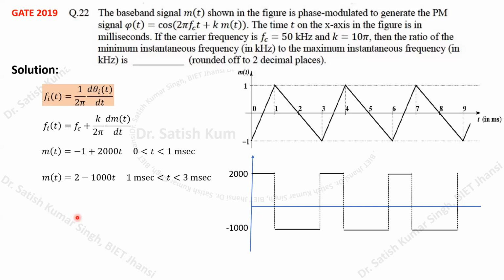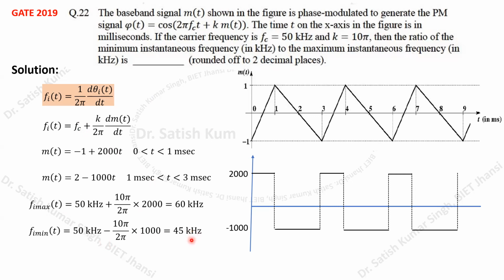Let's calculate it, substituting the given values fc equals 50 kilohertz and k equals 10 pi. This calculation is very simple. Substituting, we get f_i maximum equals 60 kilohertz. Similarly, we can calculate f_i minimum, which equals 45 kilohertz.